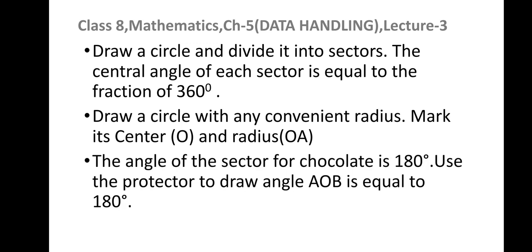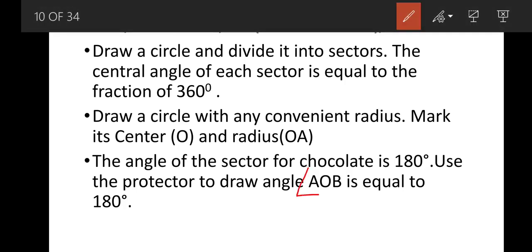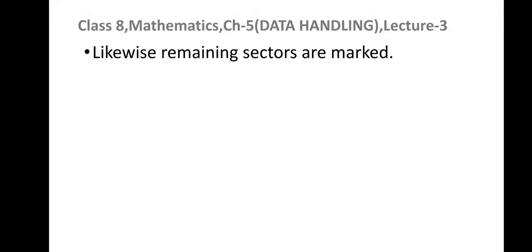The angle of this sector for chocolate is 180 degree. Use the protractor to draw the angle AOB equal to 180 degree. This is what we have done. Likewise, the remaining sectors you are supposed to mark, and you will get your pie chart or circle graph.